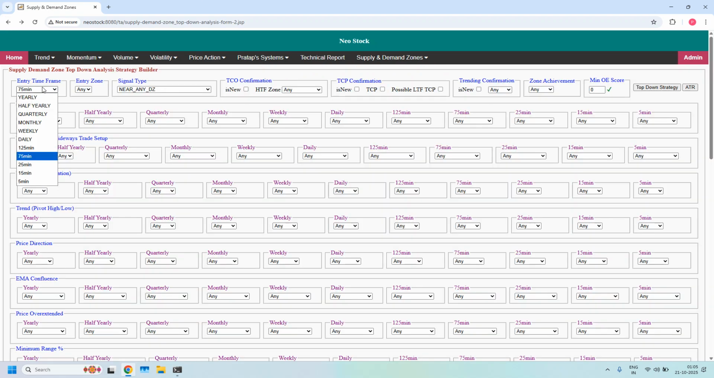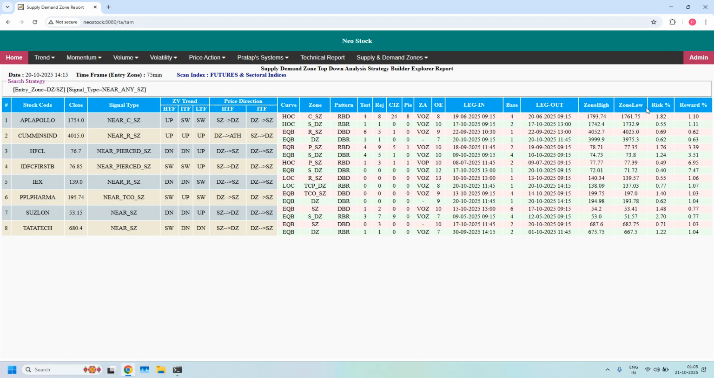Next, for 75 minutes time frame, stocks near to the 75 minutes supply zones, we got 8 stocks. Let us identify 75 minutes high liquidity supply zones from this list. First one, APL Apollo, is not valid because it is a pierced zone. Those who are interested in pierced zones, you can focus on this. Cummins is having a valid 75 minutes high liquidity supply zone.